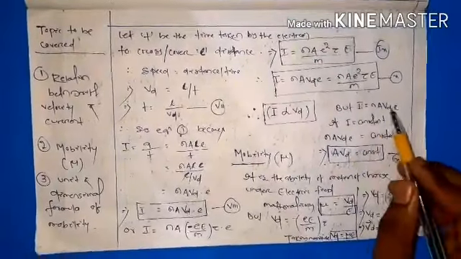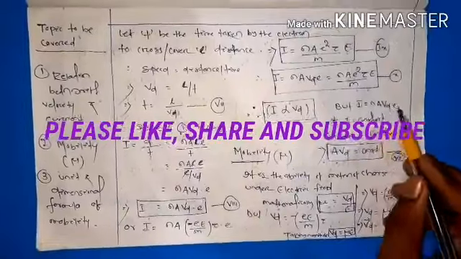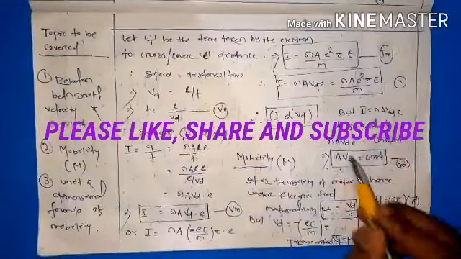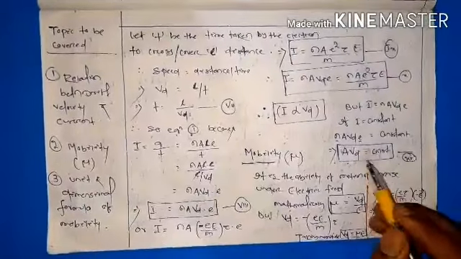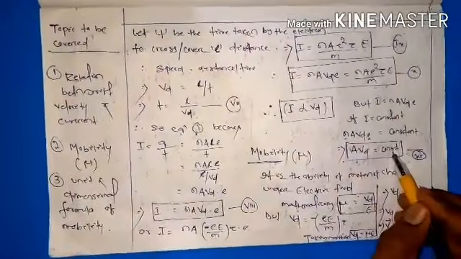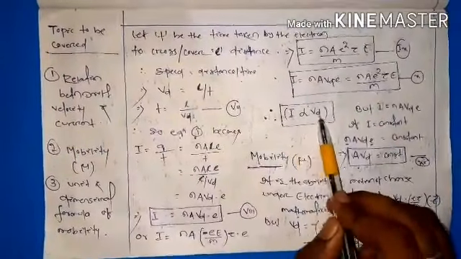But I is equal to nAeVd. If I is constant, then the total term nAeVd is constant. n, e constant, therefore AVd is equal to constant. So from the equation, current and drift velocity are directly proportional.